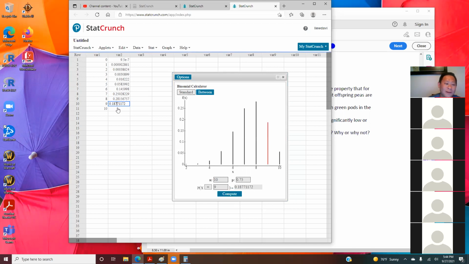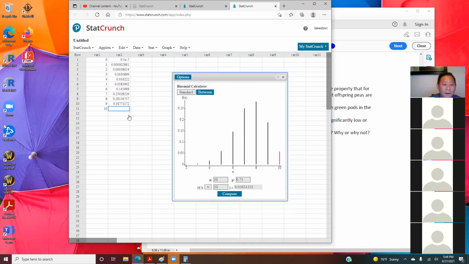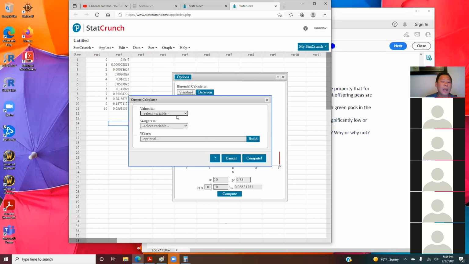If you forget the formula, then yes. That's why I call you. If you forget your formula, then the last one is 0.05631351. So you enter all this, and then like in 5.1, you go to stat, calculator, and custom. Remember, in 5.1 you find the mean and standard deviation. You go to stat, calculator, custom, and then the values in var1 is your x, and weight in var2 is the probability, and you compute.